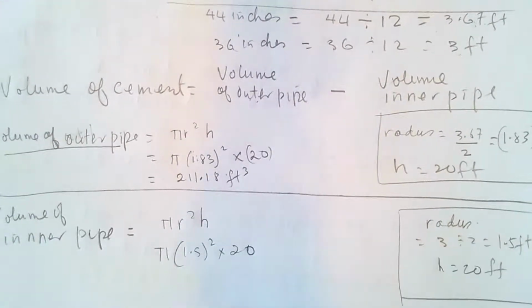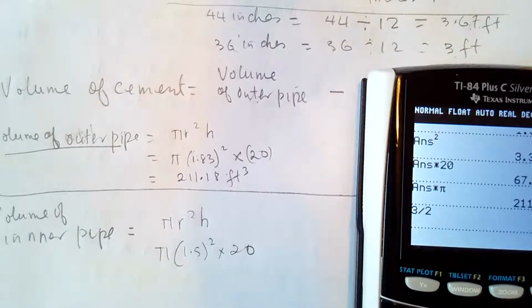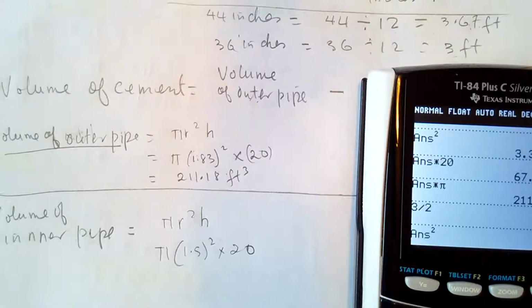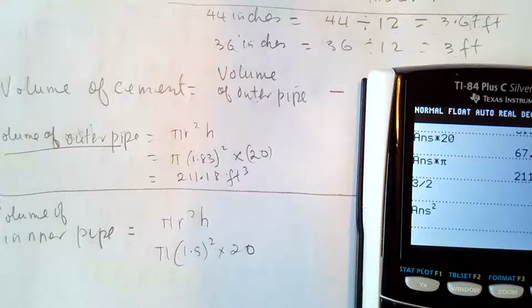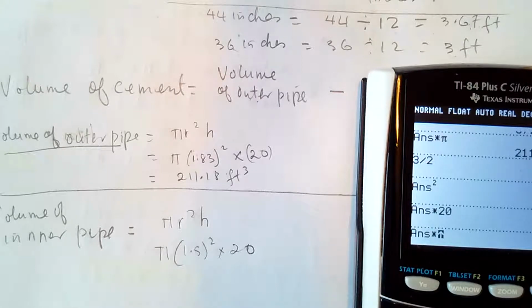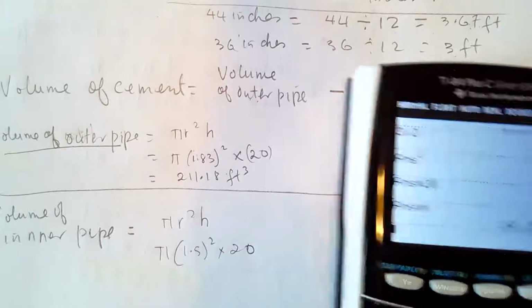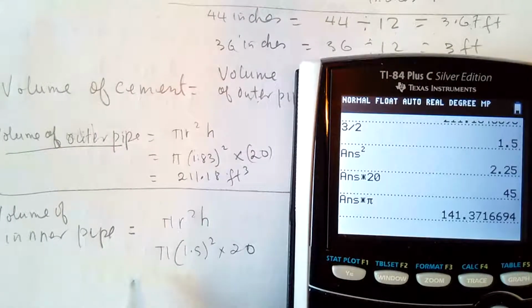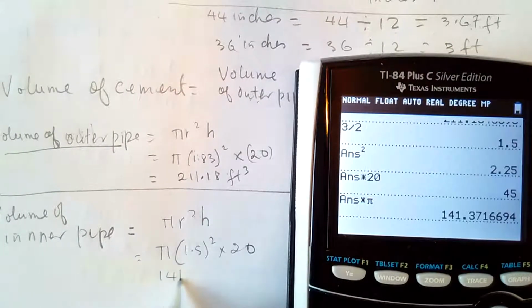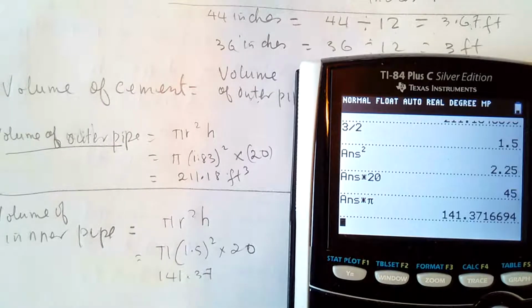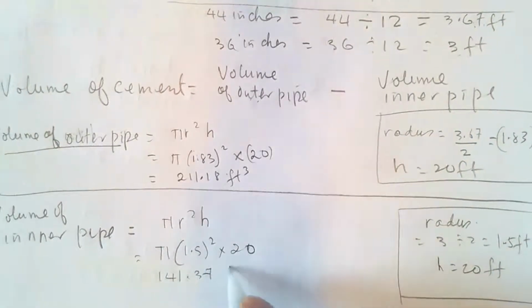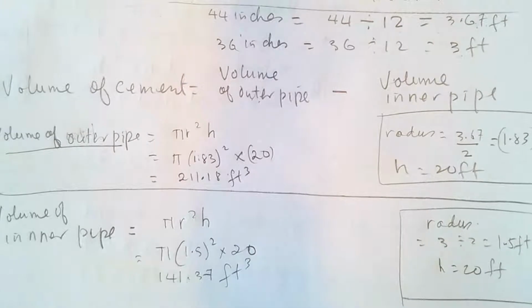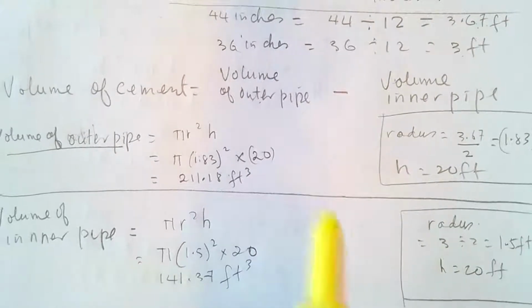Now, do a calculation here. We have 1.5 squared times 20 times pi. Gives me 141.37 cubic feet. So these are the 2 dimensions.